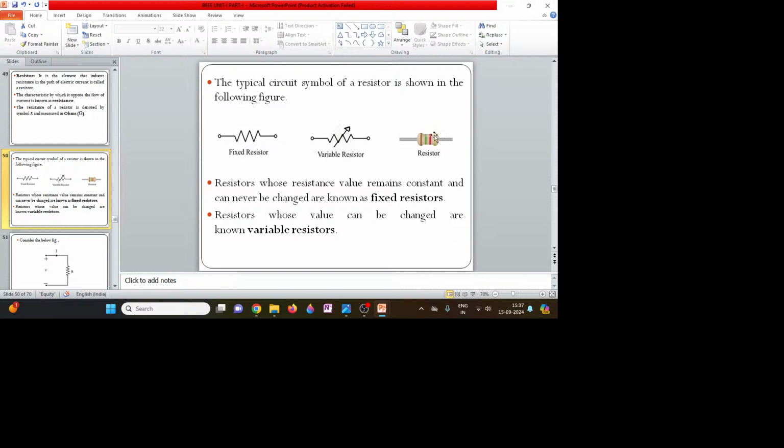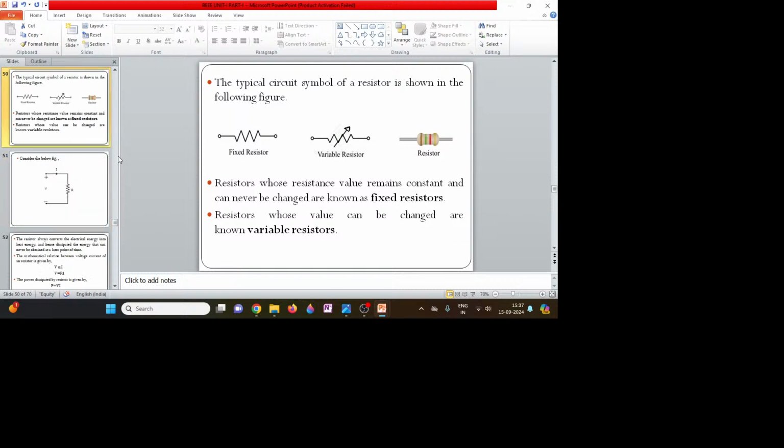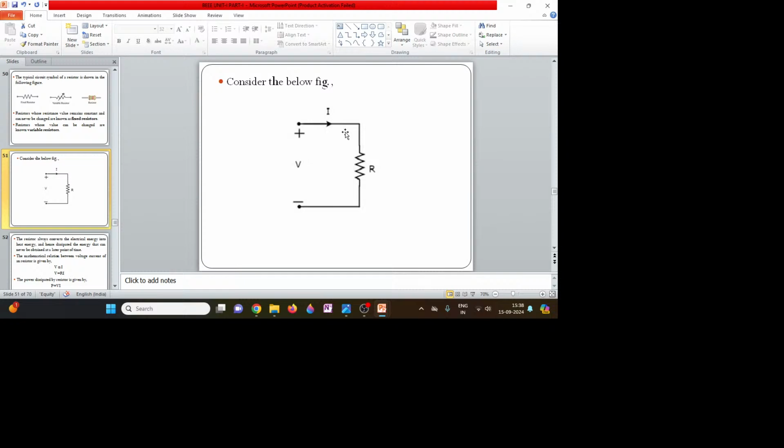This is the actual resistor which you can see in the laboratories or in circuit boards. If you open any device and look at the circuit board inside, you can see these sorts of resistors inside it. So this is the resistor. You can see a supply voltage of V volts has been given to this resistor. Because of this supply voltage, current of I amperes flows through this resistor.